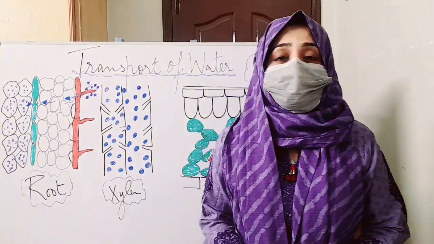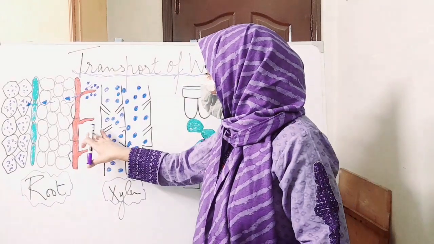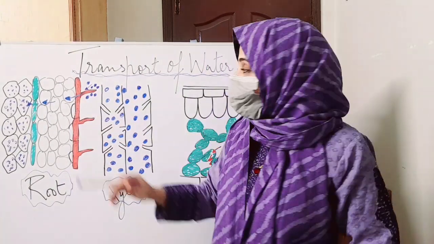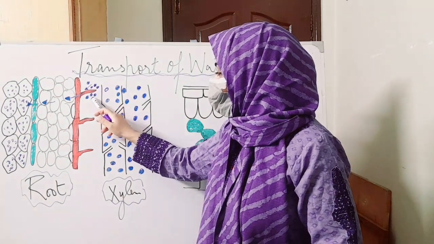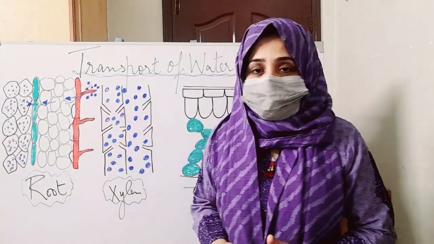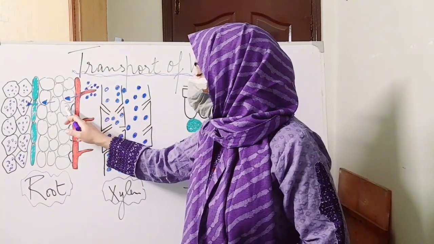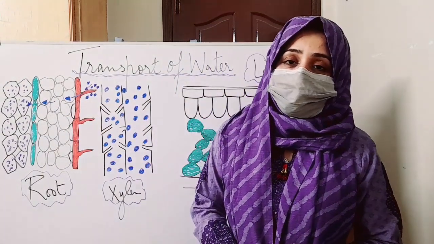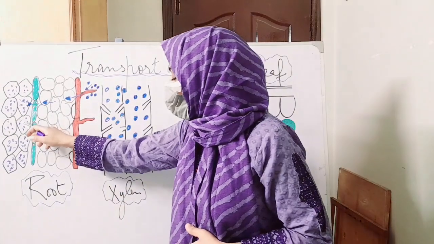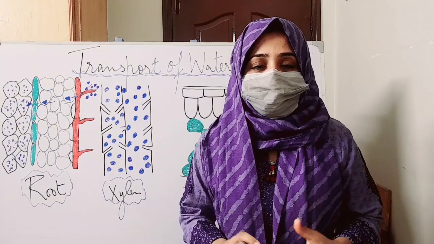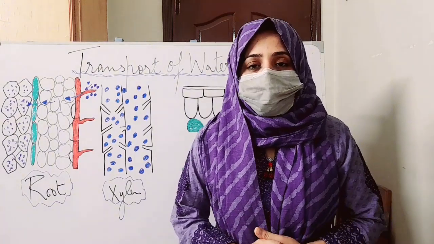Let me show the diagram of the internal structure of a root. Here we can see that the root hairs are responsible for the absorption of water and dissolved material from the soil. And once the water is absorbed by the root hair, it moves through the cortex, then endodermis, pericycle, and finally it enters into the xylem tissue of the root. Once in the xylem tissue of the root, it is conducted throughout the plant body.